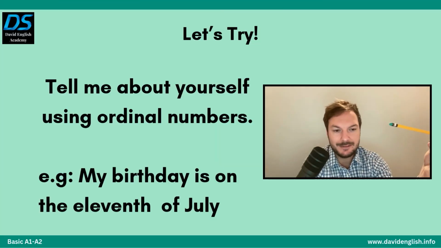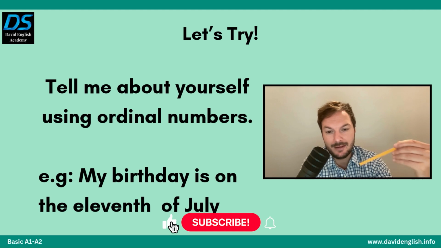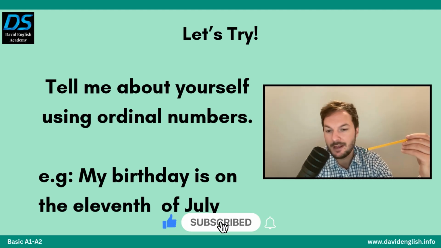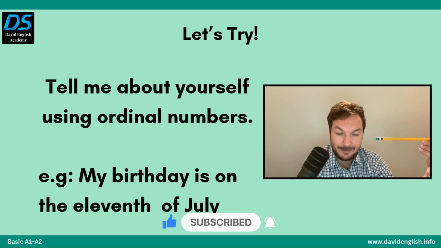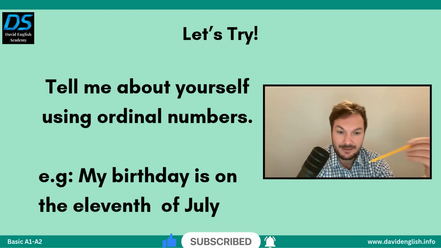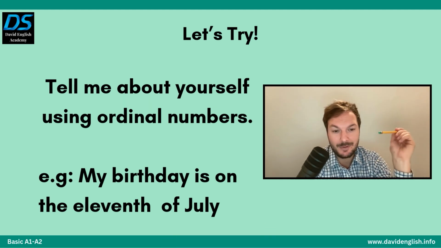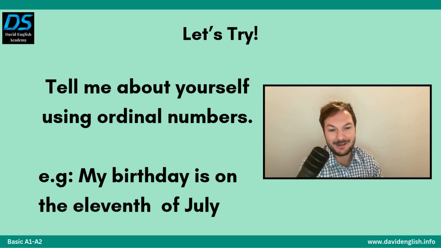At this point, we can try together. Just think about yourself and think about what numbers you have in your life. And then maybe tell me an example. My birthday is on the 11th of July or on July 11th. That's my example. And what about you? Let me know in the comments.